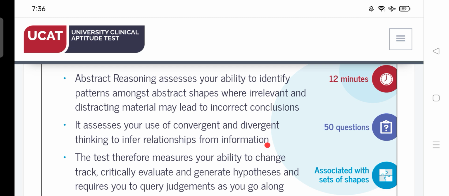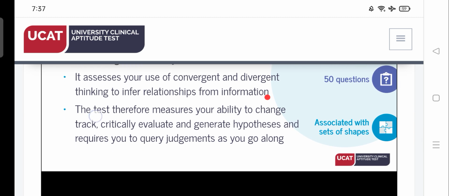Okay, so here we have that abstract reasoning will assess your ability, that how you're going to identify the patterns, the shapes that will be presented to you. And it will assess your kind of convergent and divergent thinking. The test therefore measures your ability to change track, critically evaluate and generate hypotheses, and requires you to query judgments as you go along.